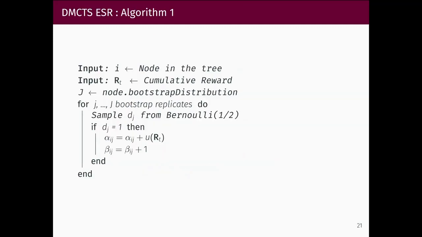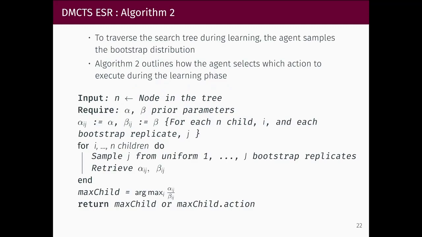So we can see here DMCTS, and this is just the ESR algorithm, which is algorithm 1. And we can just say we get the cumulative returns, and we just apply the utility function here when we're updating the distribution, which is similar to what we saw back 2 slides ago. And then to traverse the search tree during learning, the agent resamples the Bootstrap distribution. And this algorithm below, algorithm 2, outlines how the agent selects an action to execute during the learning phase.